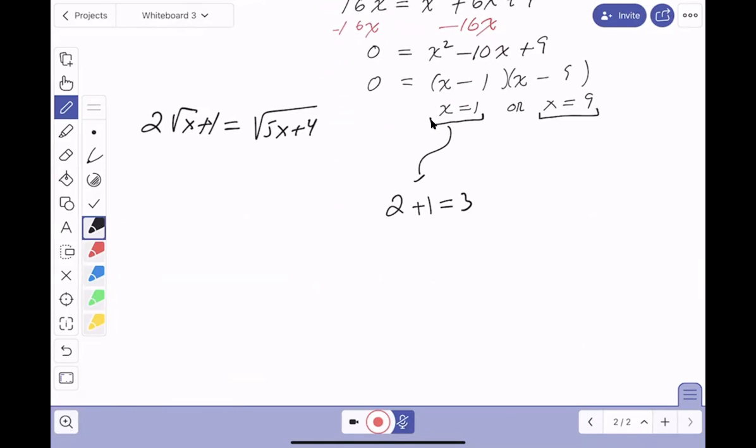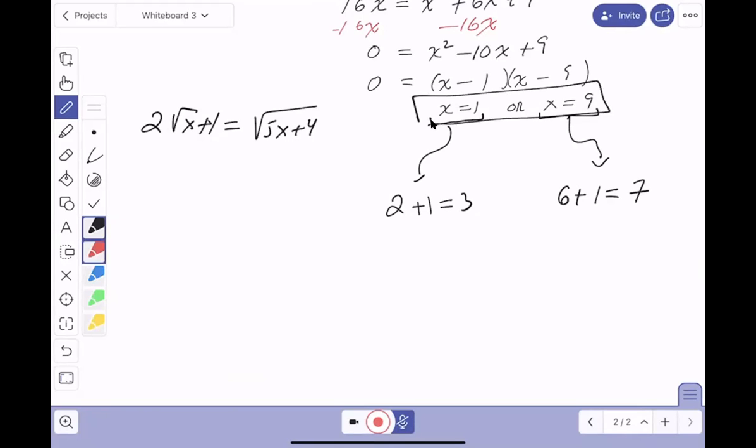Let's try this. Don't give up so easily. What's it going to give you? Well, on the left side, the square root of 9 is 3. 2 times 3 is 6. So it gives you 6 plus 1. What do you get on the other side? Well, let's see. 5 times 9 is 45. 45 plus 4 is 49. The square root of 49 is 7. That works too. Both answers work.